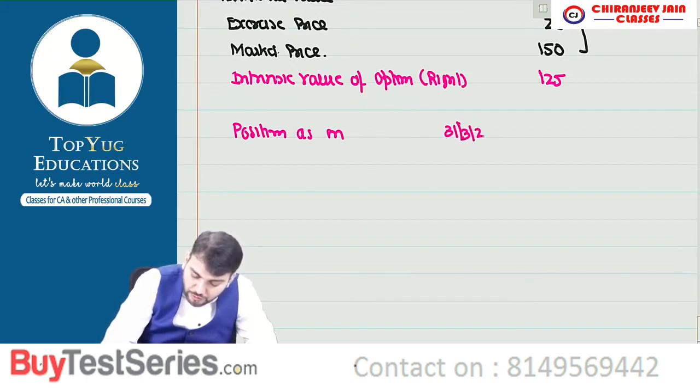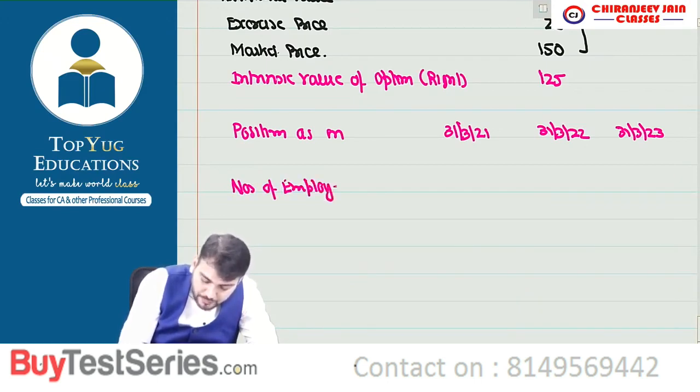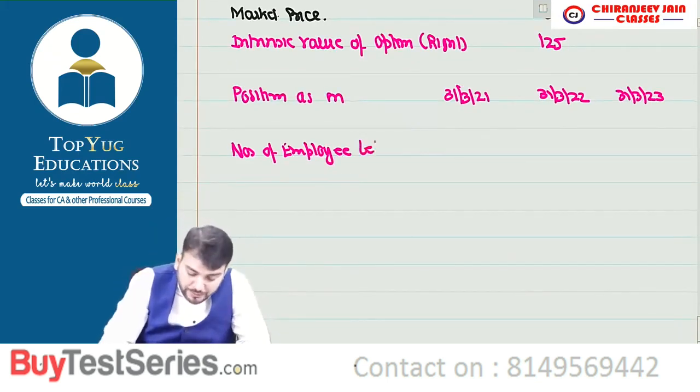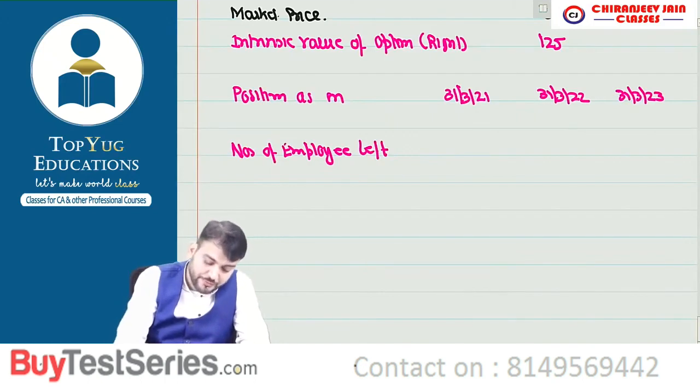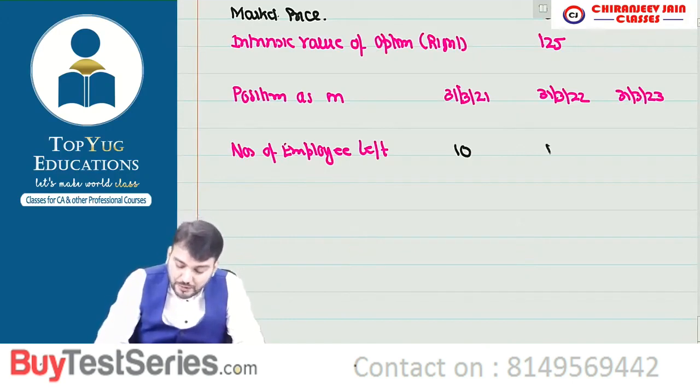31st March 2021. 31st March 2022. 31st March 2023. Number of employee left. So suppose number of employee left in first case 10, then 15, then 5.